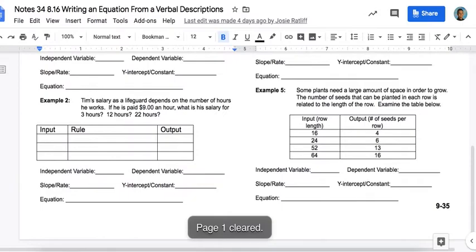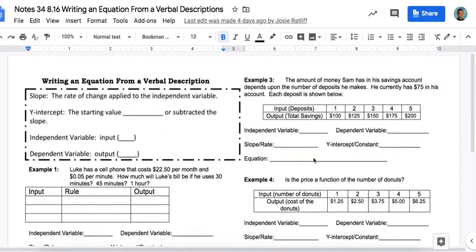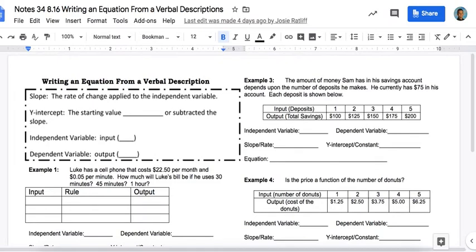All right, let's go to number 3, which is up in the top right-hand corner here. The amount of money Sam has in his savings account depends upon the number of deposits he makes. Okay, so we've got, he currently has 75 in his account. Each deposit is shown below.